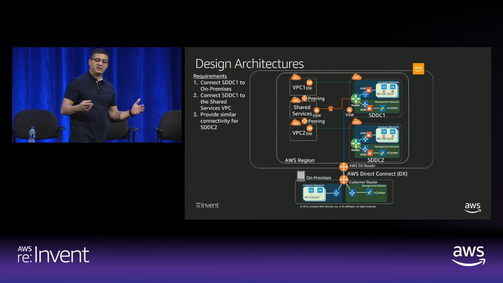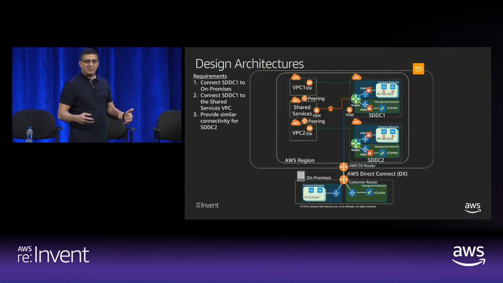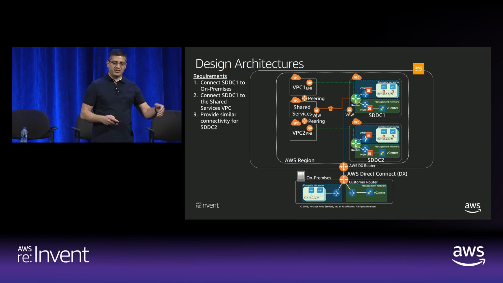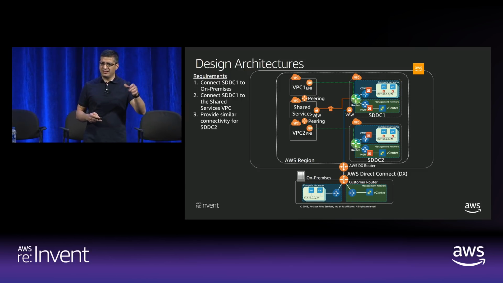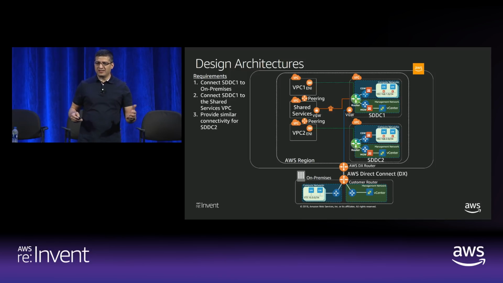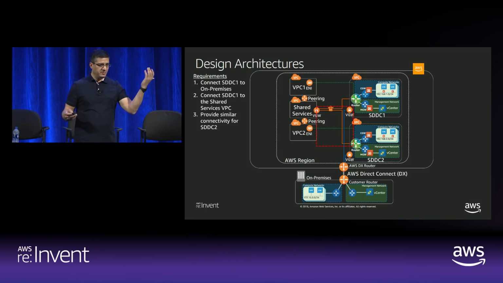Next requirement is, we are growing this environment, and now we have another SDDC, SDDC2 connected to VPC2, and now we have a similar access requirement like SDDC1. So to on-premises, I already have DX. I'll just create another private virtual interface. I'll associate it to my SDDC2, that will take care of the on-prem part. For the shared services, I'll just mimic the same model, right? VPN connection, we're good to go.